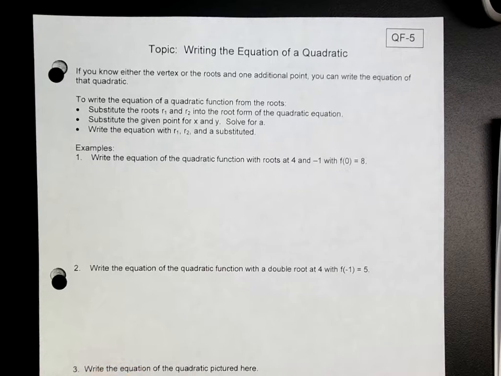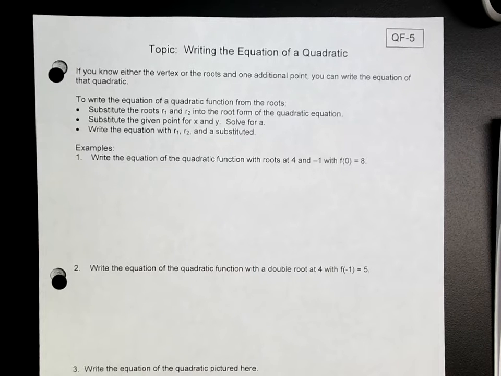Alright guys, so finally we're going to go over this. This is the last thing we're going to cover before the exam, which should happen next week when I come back. So this should be the last new thing that we're going to learn. Now on this one we're actually going to write the equation of a quadratic function.